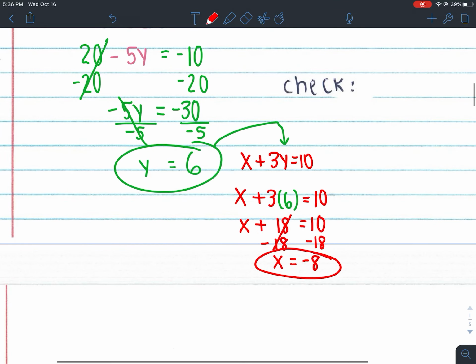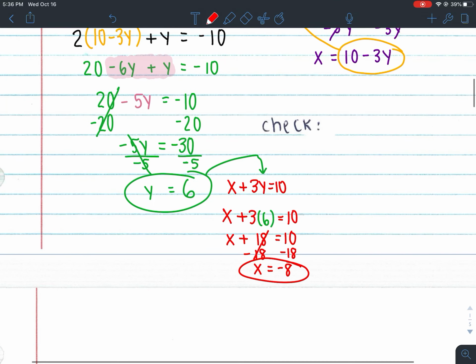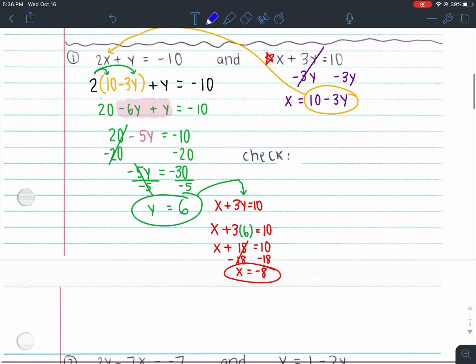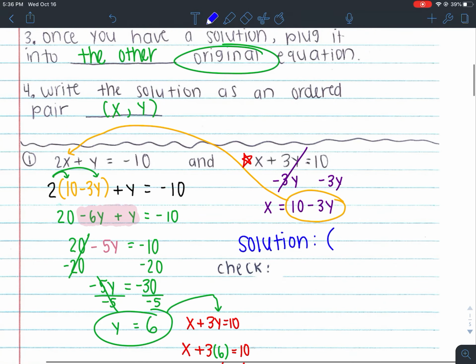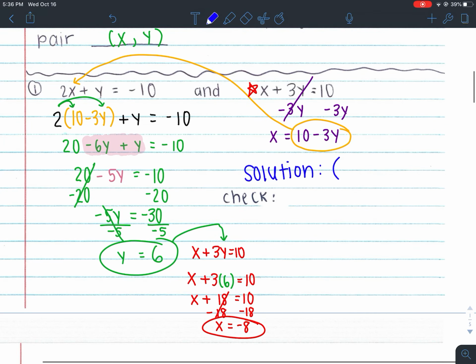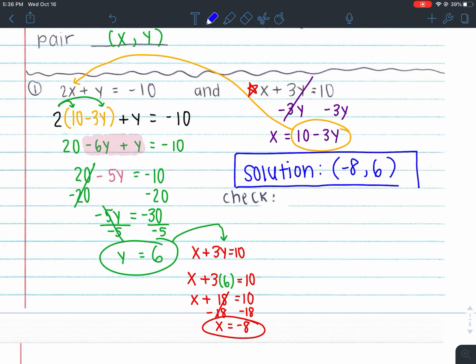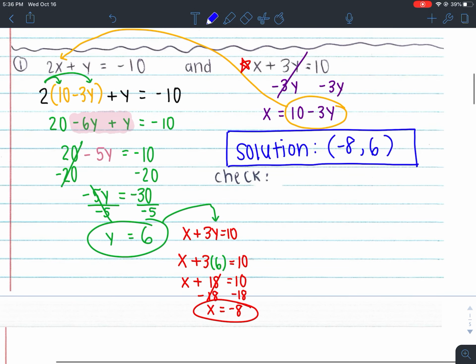Okay, so I now have two values. I have an x value, and then I have a y value. So what is my solution to this system of equations? My solution is going to be a point, right? The next step says to write the solution as an ordered pair. Then that would be negative 8, comma 6. Just like when we graphed, we would have a solution. That means they intersect one time.